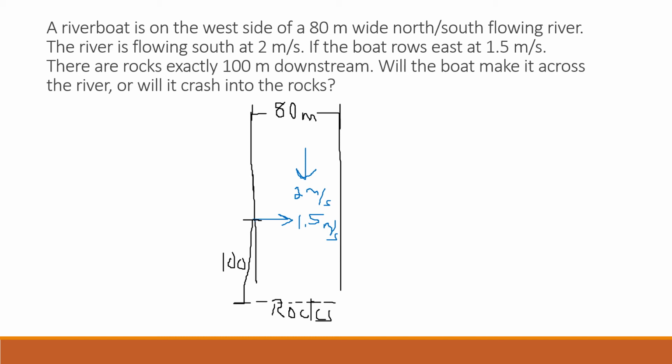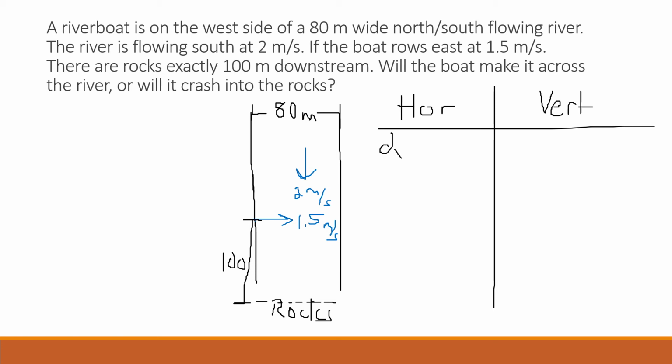So this boat has to cross the river before it hits the rocks. So there are two options. It's either going to make it across the river safely to the other side, or it's going to hit the rocks down below. So we need to think a little holistically about this. Let's make our table. Okay, we've got horizontal and we've got vertical.